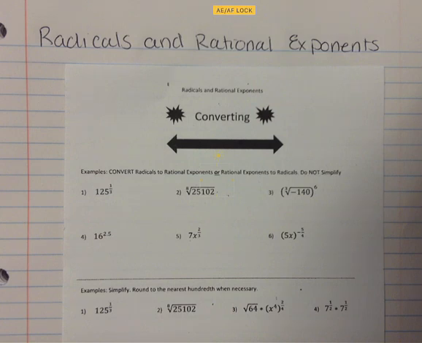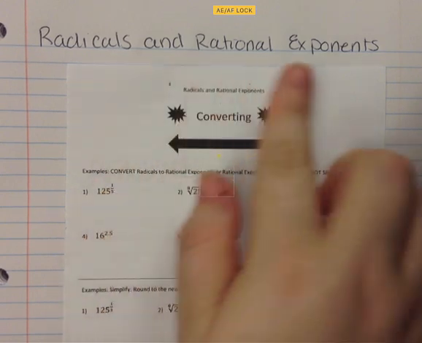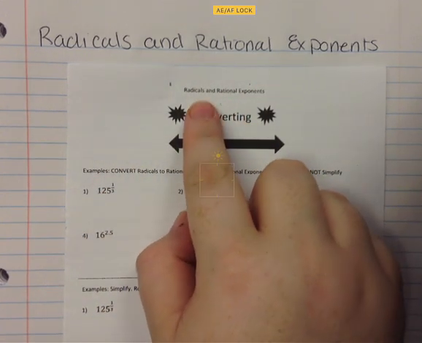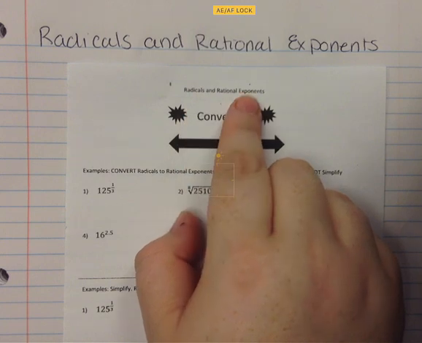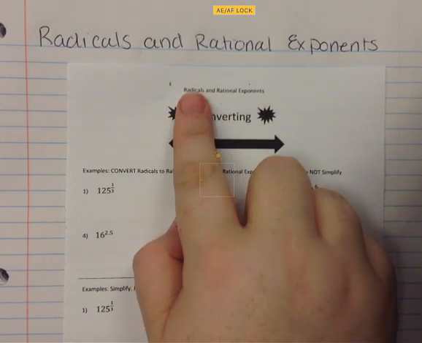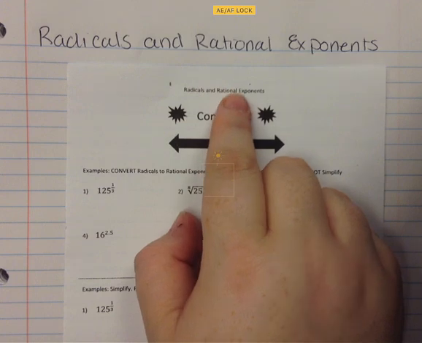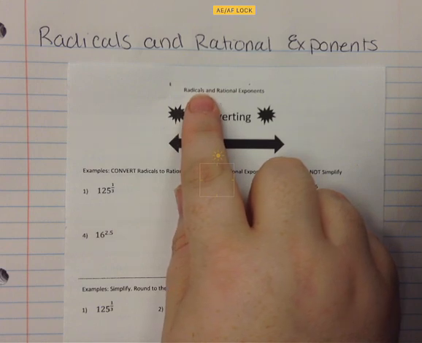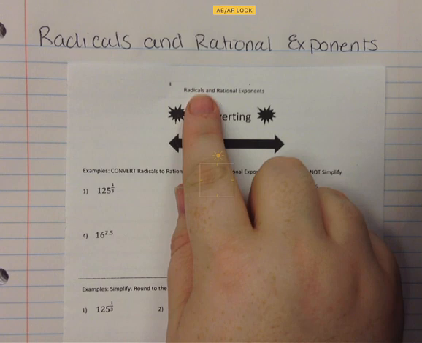This video is on radicals and rational exponents. What we want to be able to do is convert between radicals and their rational exponents, and then rational exponents back to their radicals. Basically, a rational exponent is a fraction exponent, which will turn back into a radical. So x squared will not turn into a radical, but x to the 1/2 will.